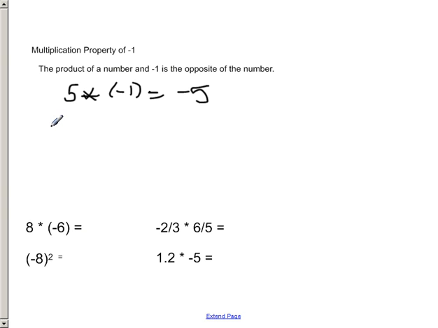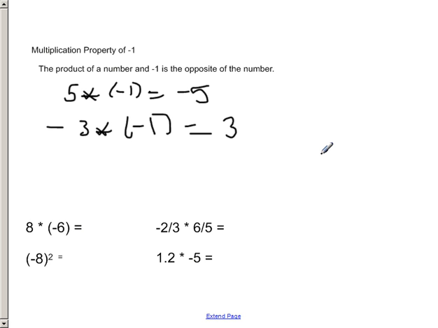Now what if I have a negative number times negative 1? Negative 3 times negative 1. Parentheses are a little messy there. My product is the opposite of the number. So the opposite of negative 3 is 3. So negative 3 times negative 1 is 3. Again, the product of a number and negative 1 is the opposite of that number.